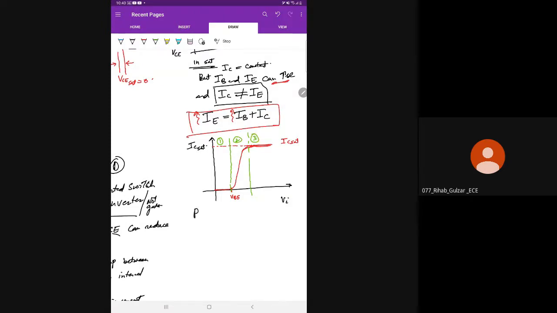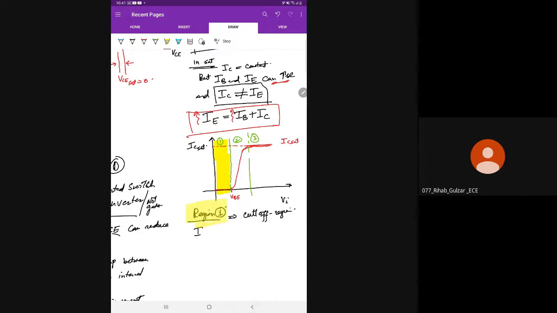In region 1, if you observe this region 1, the device is cut off. So it is the cut off region of the BJT as a switch. In the cut off region, IC is nearly zero. So this entire region is the cut off region.